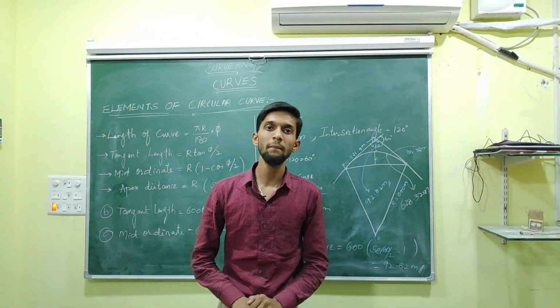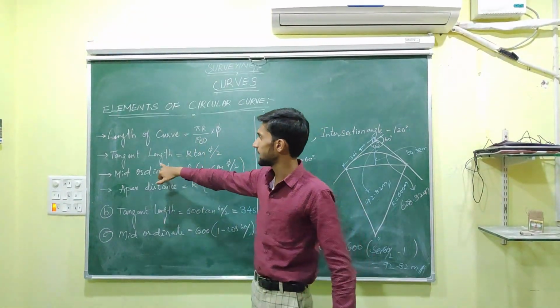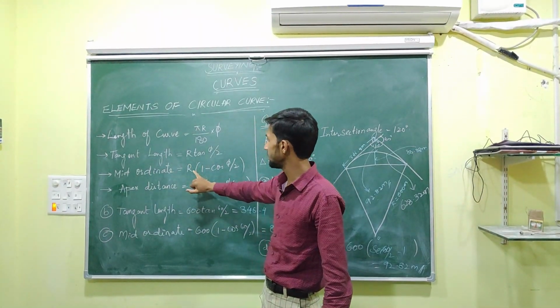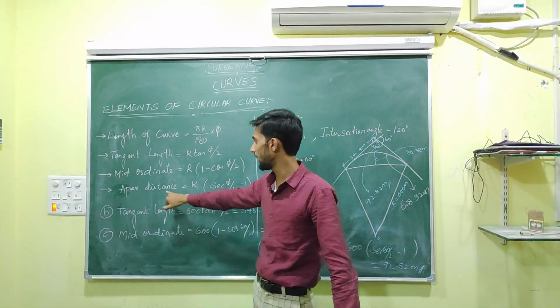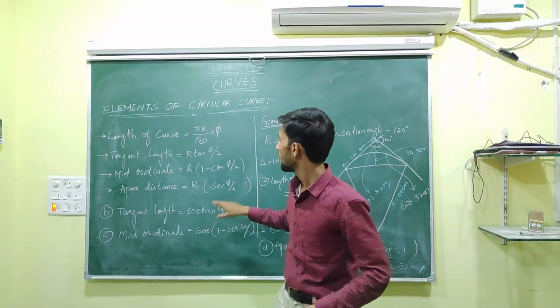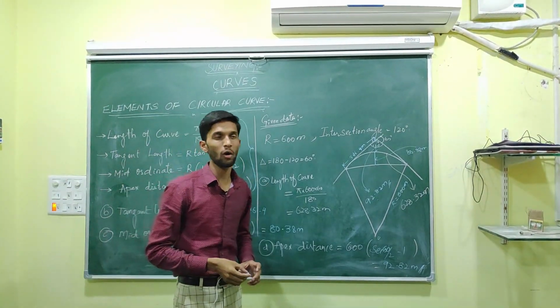The formula for the length of the curve is pi r phi by 180, and the tangent length is r tan phi by 2. Mid ordinate is r into 1 minus cos phi by 2, and the apex distance is r into secant phi by 2 minus 1. If you remember these formulas, you can easily work out the problem.